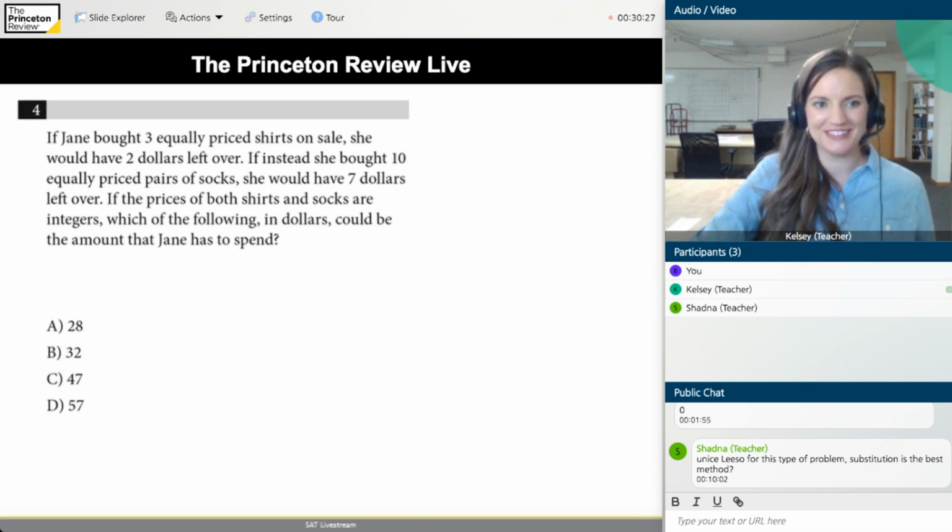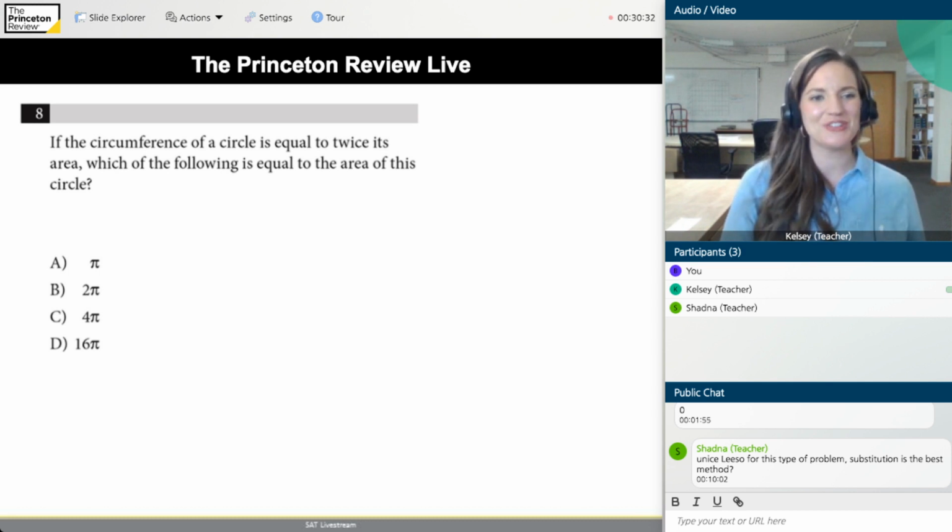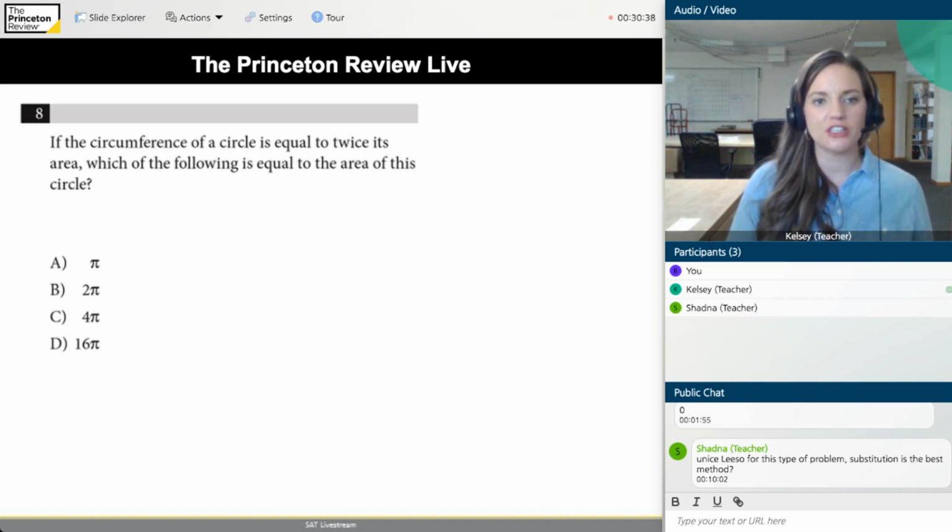Let's try another one. Another geometry question. This one reads, if the circumference of a circle is equal to twice its area, which of the following is equal to the area of the circle?